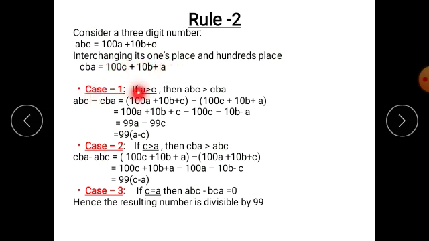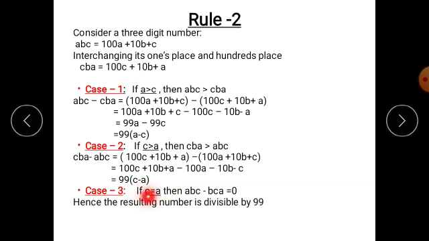Case 1: if A is greater than C, then the first number will be greater than the second number, and if we subtract both of them, we get 99 into A minus C. Case 2: if C is greater than A, then the second number is greater than the first number. So by subtracting, we get 99 into C minus A.